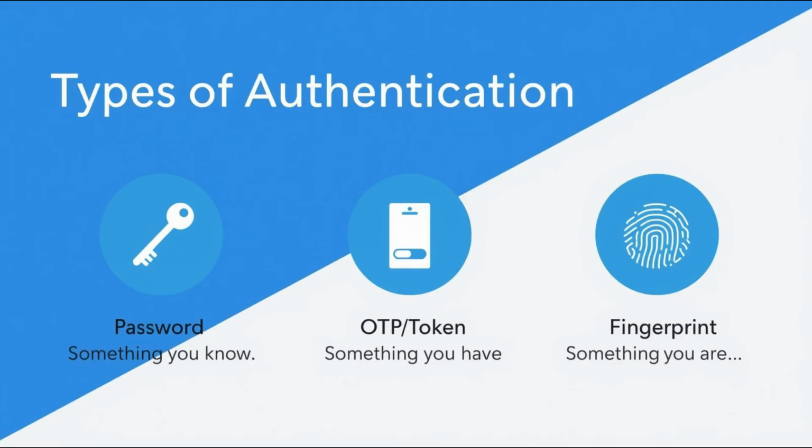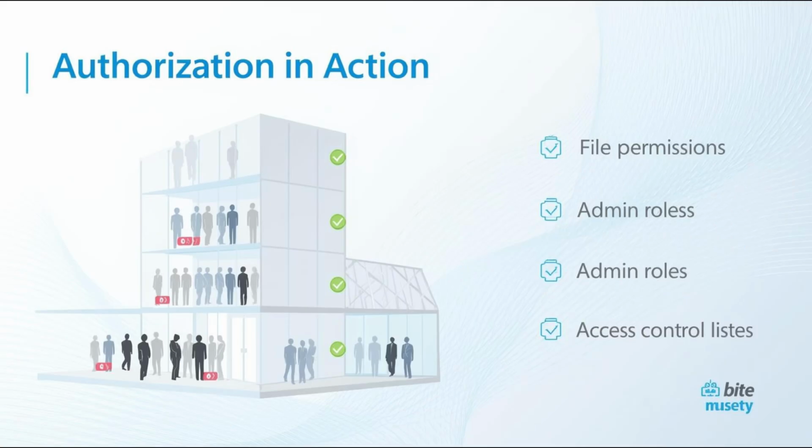There are several common methods of authentication. Something you know, like a password or PIN. Something you have, like a phone for OTP or a security token. Something you are, like biometrics, fingerprint, face scan, or iris recognition. Most modern systems combine two or more of these, which we call multi-factor authentication, to make security even stronger.